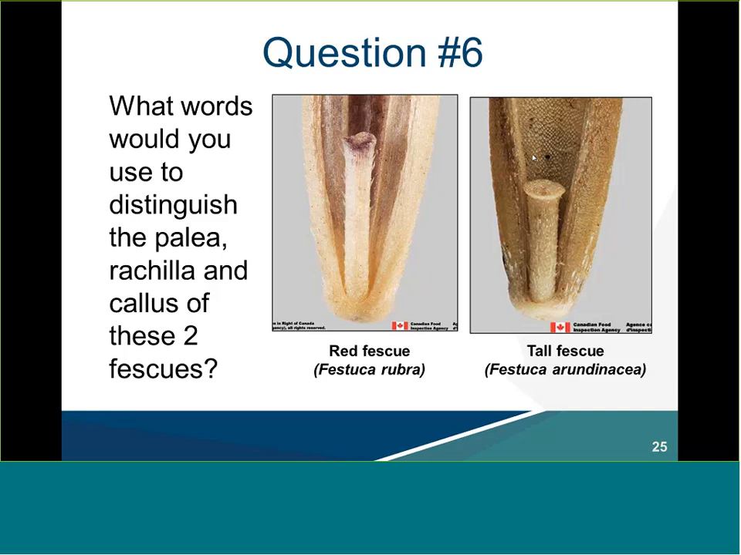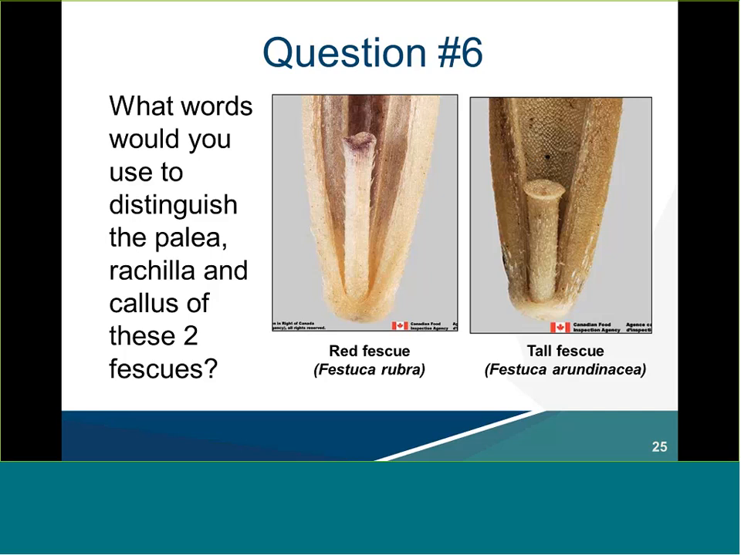So for the palea, if these were in a sample I just came across while I was spiking, what really stands out to me is the color. So one's pale, the other is dark colored. Also the quality of the palea, smooth and shining versus granular or sandpapery. I think that's what stands out from what I can see of the palea here.